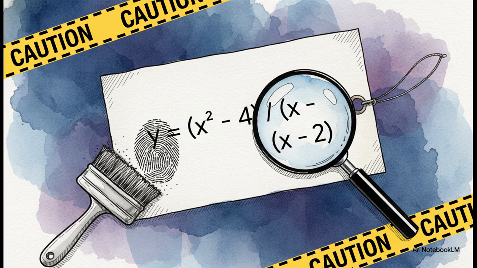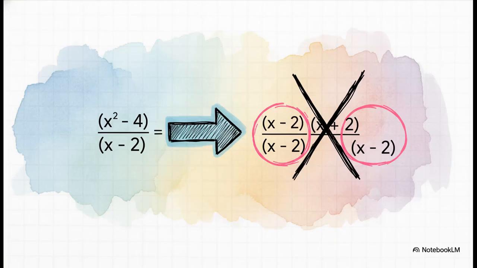Here it is, the function that started this whole investigation. Y equals x squared minus 4 all over x minus 2. This is the culprit that's giving us that weird error at x equals 2. Time to dust for prints. First up, step 1, factor and cancel. Let's look at the top part, the numerator. That x squared minus 4 should look familiar. It's a classic difference of squares. It factors out into x minus 2 times x plus 2. And look at that. We've got a matching x minus 2 on the top and the bottom. So we can cancel them right out.